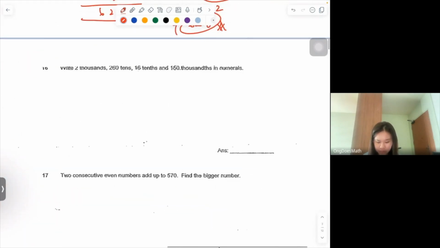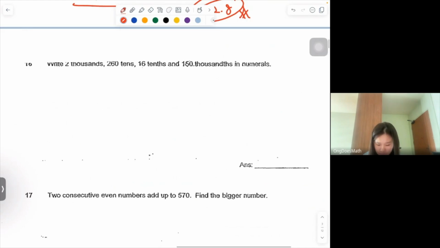Next, we'll move on to this question. Write 2,000s, 260 tens, 16 tenths, and 150 thousandths in numerals. Okay, so 1,000 is 1,000, right? 1,000 has 3 zeros, which means that 2,000 is just 2 with 3 zeros at the back. Tens means 1 zero at the back, so just add 1 zero at the back. Means 260 tens is 2,600.